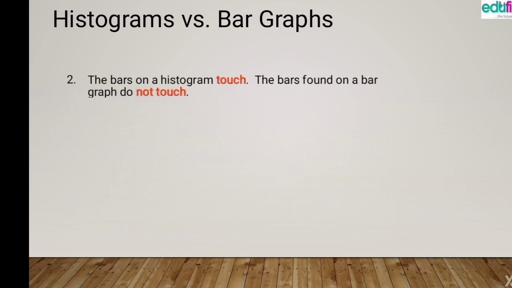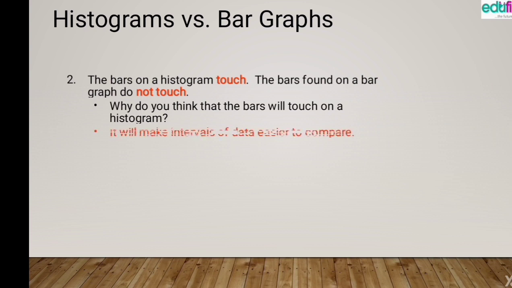Then secondly, the bars on a histogram touch. The bars found on a bar graph do not touch. Why do you think that the bars will touch on a histogram? The reason is, it will make intervals of data easier to compare.